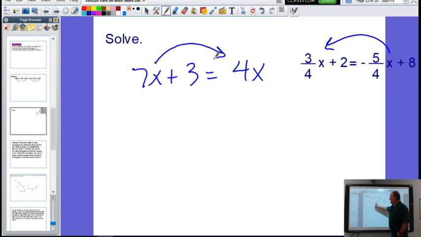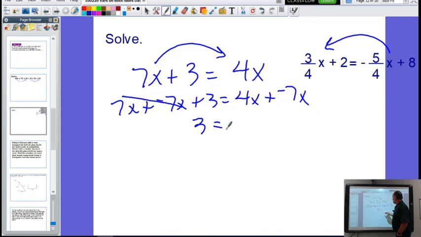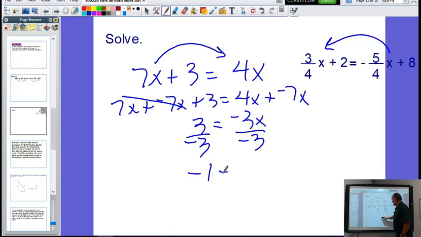So if I've already got my numbers together over here on the left, then I just need to move my letters over to the right. And so we would do that by doing 7x plus negative 7x plus 3 equals 4x plus negative 7x, just like that. Okay, so then my 7x's go away. I'm left with 3 equals. And now on this side, I've got 4x plus negative 7x, which is just negative 3x. Now at this point, if you want to flip that, you can. Okay, and that's perfectly fine if you do so. Or you can just divide by negative 3, divide by negative 3. 3 divided by negative 3 gives me negative 1. These 3's divide out, and we're left with just x.